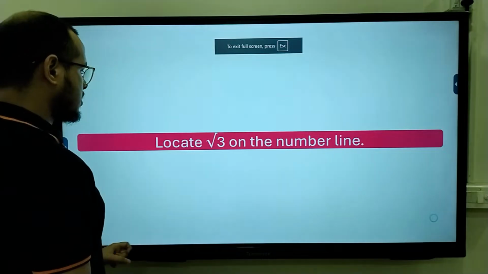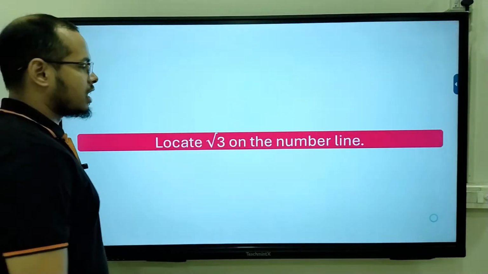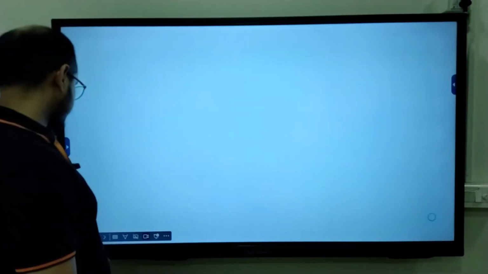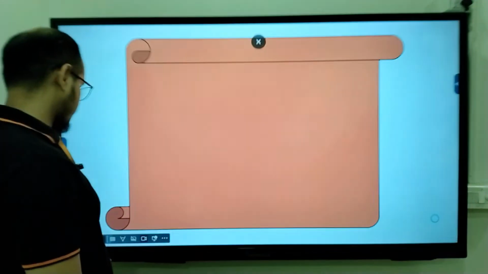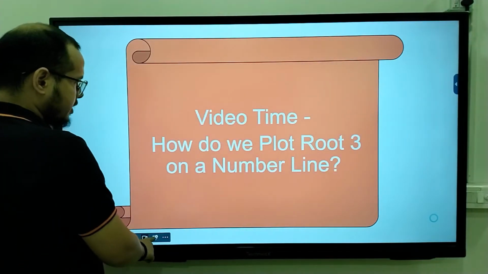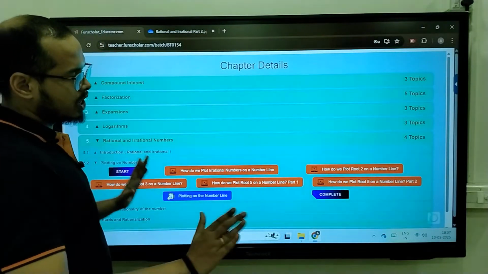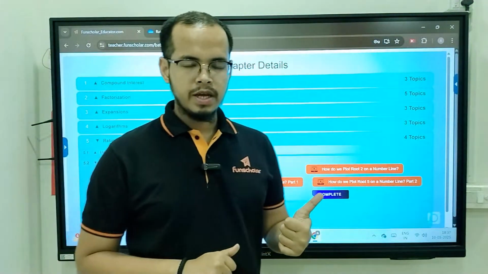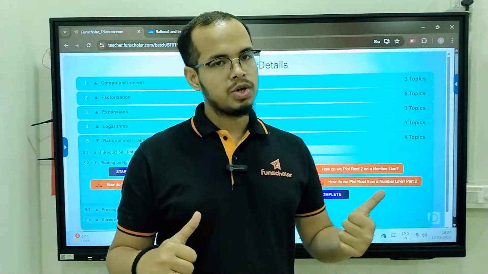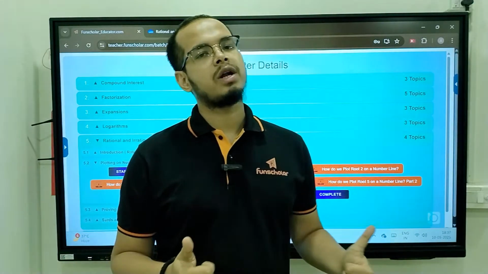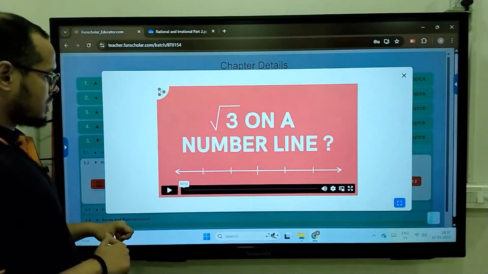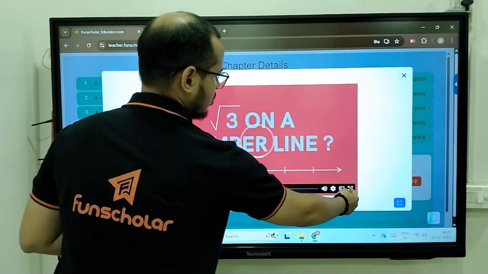Okay, let's present. Now it's our time to understand how to locate root 3 on a number line. I think there is a video of this as well. So before further ado, we'll be seeing the video again. Okay, so we have understood how to plot root 2 on a number line. If you have not still understood how to plot root 2 on a number line using Pythagoras theorem, we'll be watching one more video on how to understand and plot root 3. Okay, let's give this a watch.